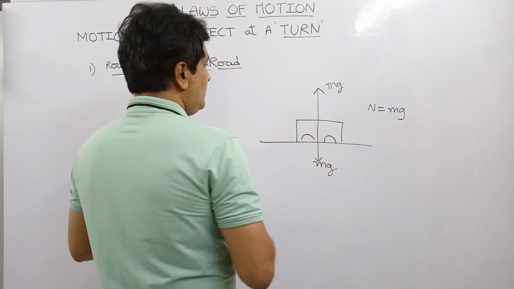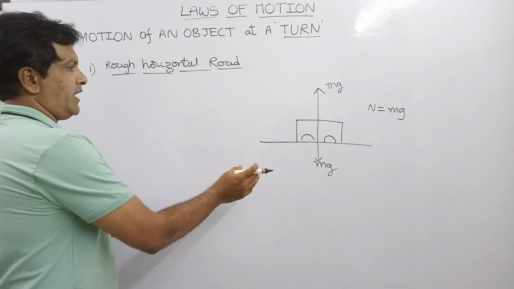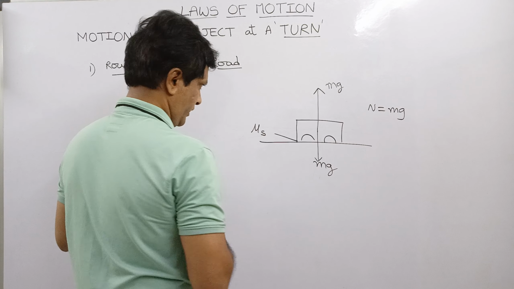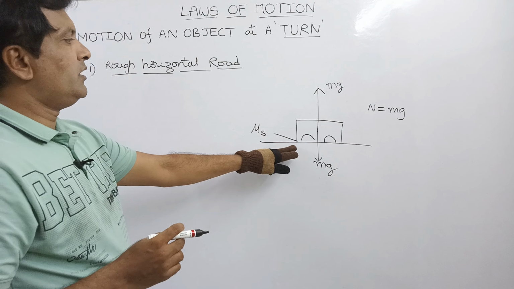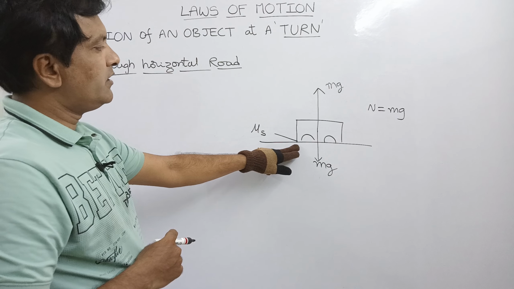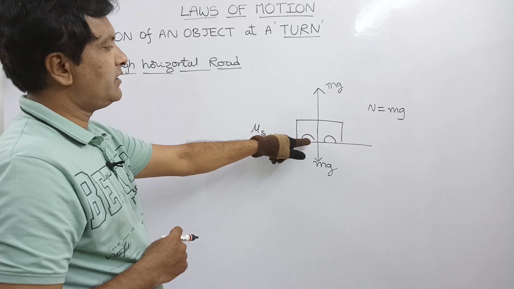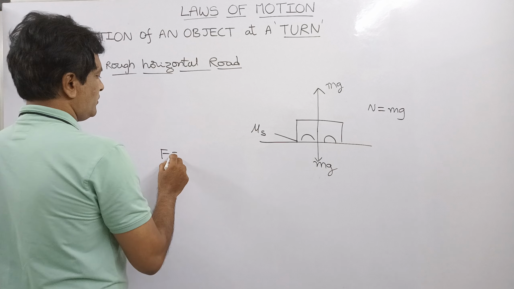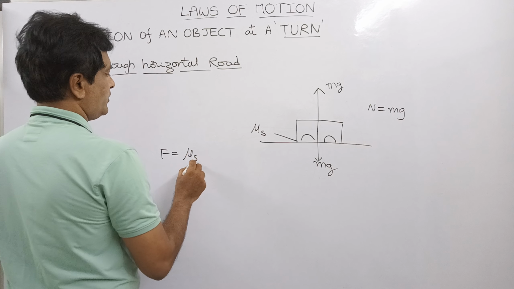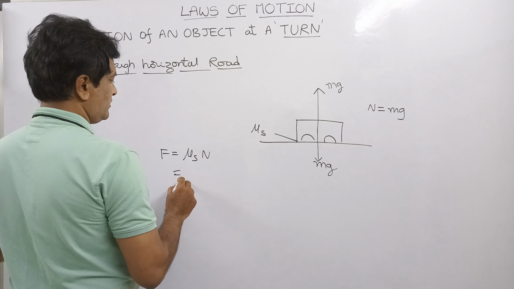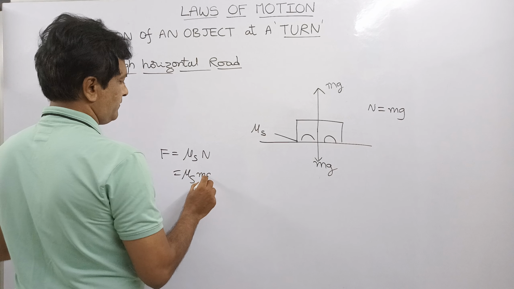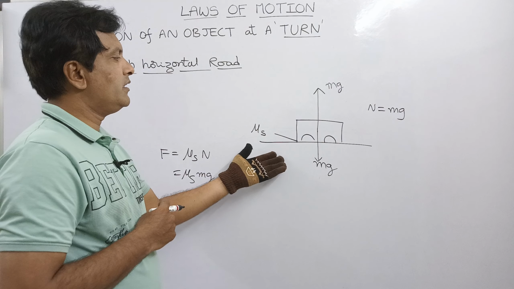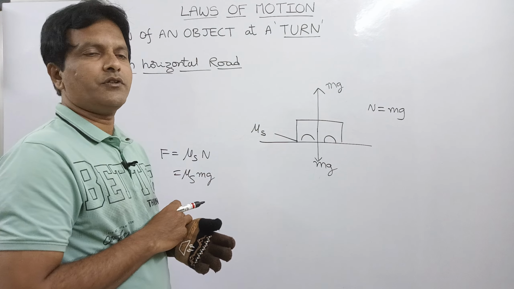When it is a horizontal level road without any angle of inclination, and the vehicle is moving in a curve, there will be a static friction here, whose coefficient will be mu s. The static friction acts between the surface and the tires of the vehicle. So the static frictional force will be mu s times the normal reaction, that is mu s mg. This mu s mg will be equal to the centrifugal force.